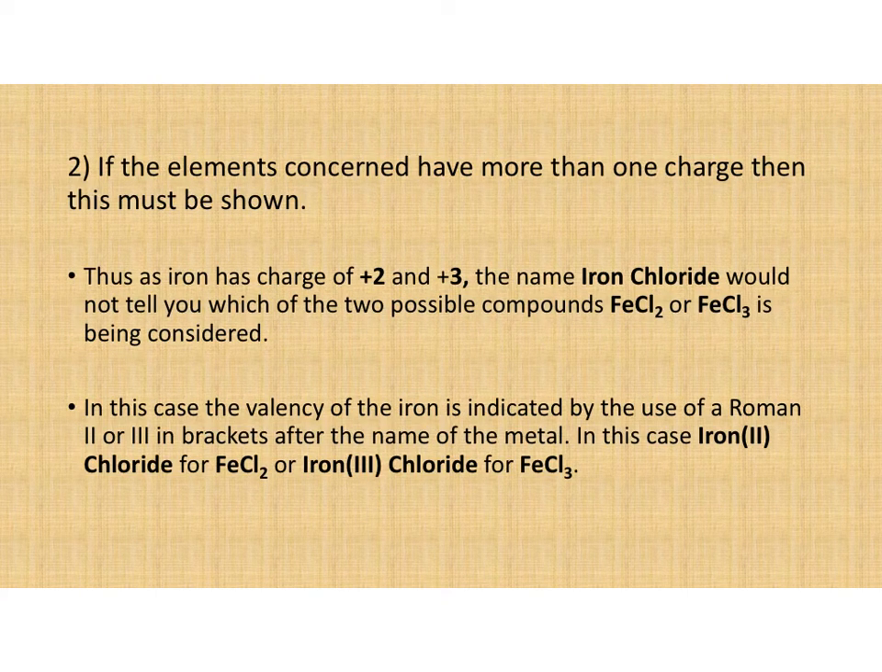The other rule is if the elements concerned could have more than one charge, then we have to show which one it is. So you may remember that iron can have a charge of +2 or +3. If I just said to you, go and get me some iron chloride, please, you wouldn't know whether to get me iron(II) chloride or iron(III) chloride, and therefore I would need to specify the name and say iron(II) chloride if I wanted FeCl2 or iron(III) chloride for FeCl3. They're 2 different compounds, very different properties, and it's all to do with the charge on the iron ion.